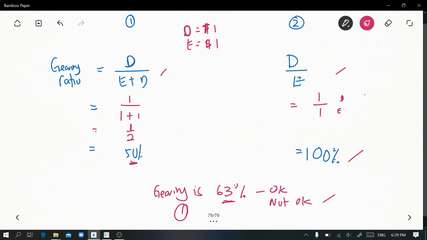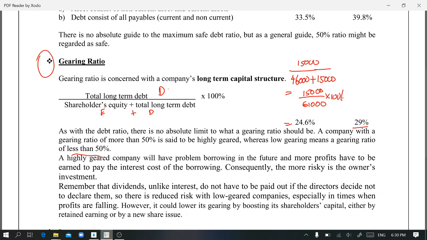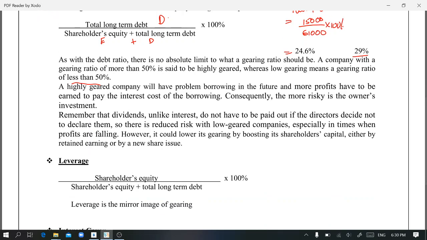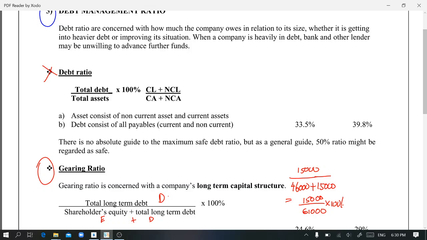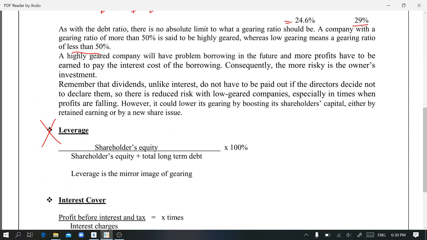But if it is based on the second formula, then it's okay, because it is less than 100%. Okay, so this is the gearing ratio. Leverage you can ignore, because even at a high level we don't care about leverage. This one is also not an important ratio. So the gearing ratio is important.